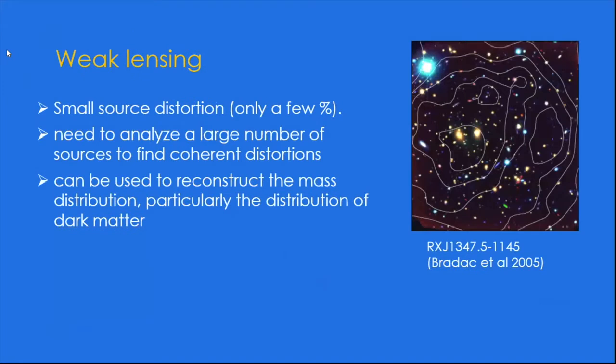In weak lensing, source distortion is small, only a few percent. A large number of sources need to be analyzed to find coherent distortions. Weak lensing can be used to reconstruct the mass distribution in a cluster, particularly the distribution of dark matter. More on gravitational lensing will be discussed by Dr. Anton Jailani this afternoon. He is the expert on this.